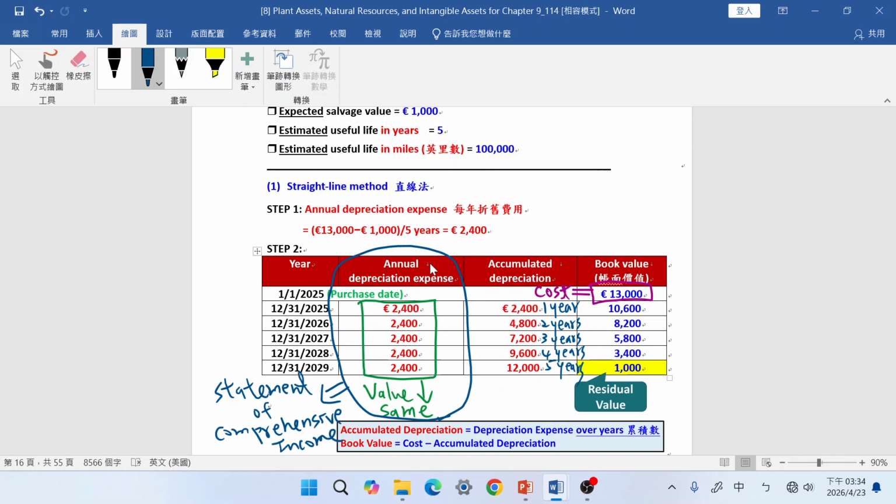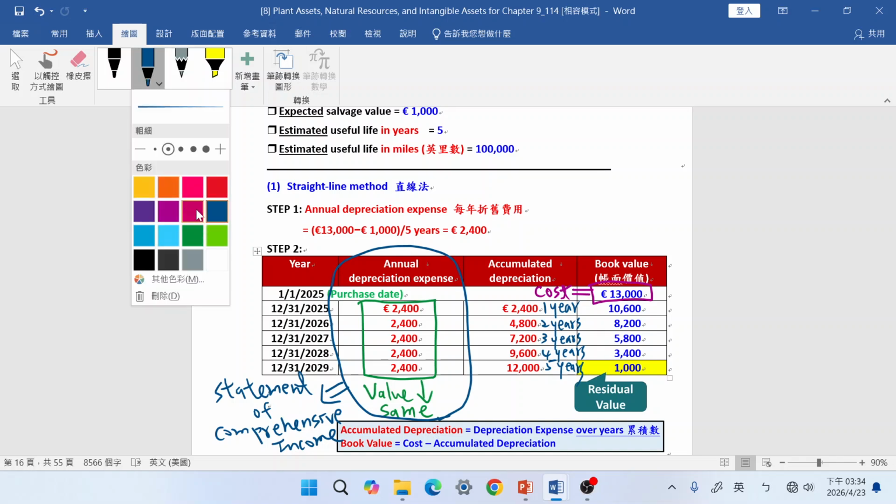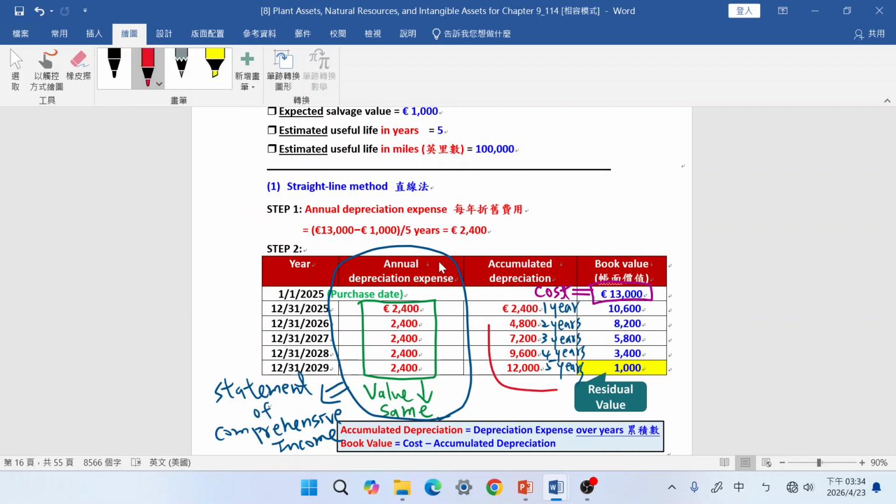How about accumulated depreciation and book value? You can find these two numbers on the balance sheet. So when you are going to prepare the balance sheet, don't forget, you just use the last two columns to prepare your balance sheet.